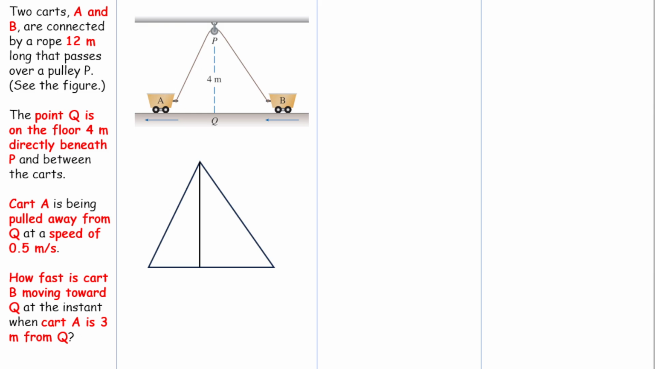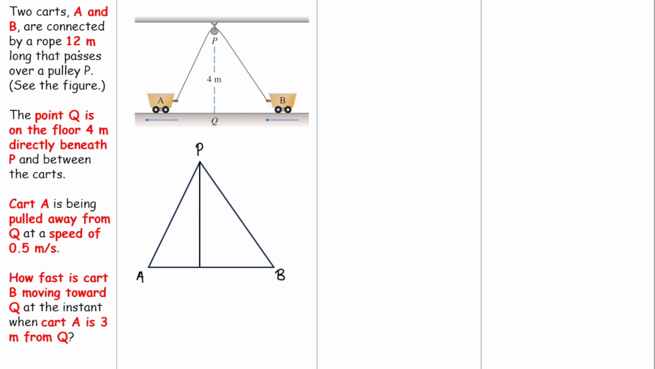Two cards A and B are connected by a rope 12 meters long that passes over pulley P. Okay, let's draw a simplified diagram here. I draw a triangle, and this is card A at this point here, and card B is at this point here. And this one on the top of the triangle is the pulley P, right?